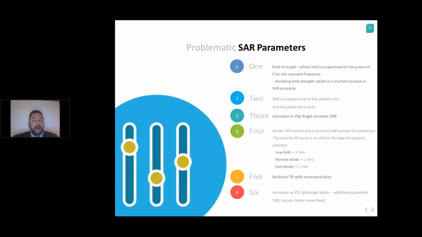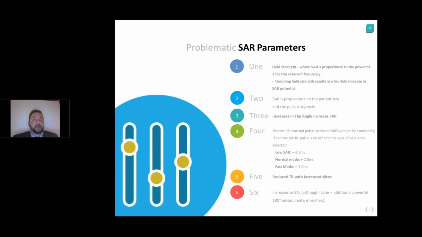One of the more obvious isn't exactly a parameter, but rather a sequence selection by the MR technologist. We're all in a rush, and very often we are behind schedule. So we have a tendency to reach for the faster protocols. Use with caution. Employing faster protocols uses a shorter RF transmit pulse. This in turn increases SAR.